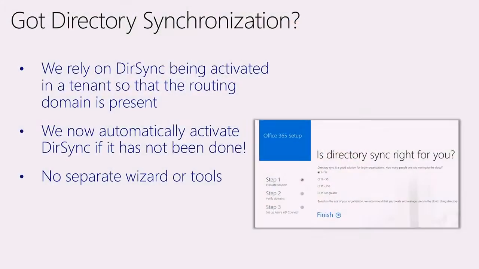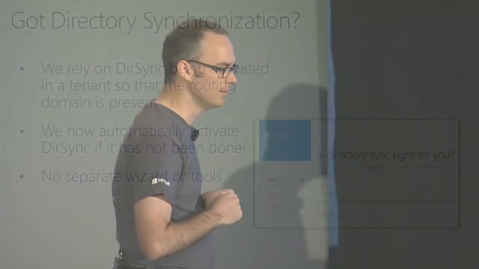Directory synchronization is absolutely necessary for hybrid. We need to have a representation of your on-premises users in Exchange Online in order to perform that migration and allow those users to interact with each other. In the past, you've had to manually activate Directory Sync within the Office 365 portal, and then download what was the DirSync tool and is now the Azure Active Directory Connect tool, and get that set up and syncing. So we'll now activate DirSync for you behind the scenes.